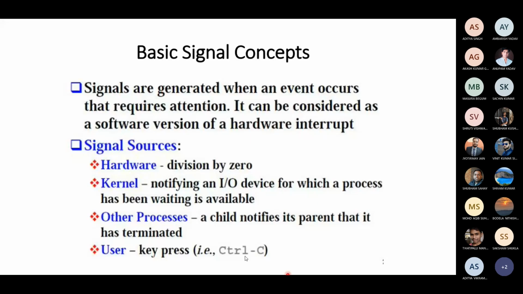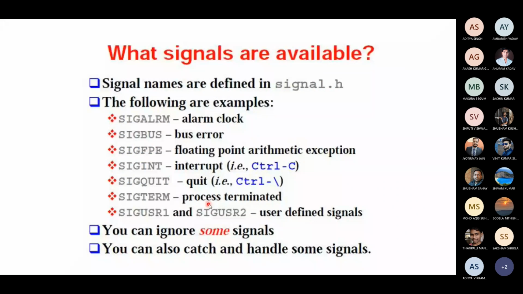There is also something called a signal. Signals are generated when an event occurs, like hardware division by 0, or from the kernel, other processes, or a user process. When something happens, a signal is generated. There are various signals which communicate from one process to another process. For example, I can create an alarm clock. If there is some error on a bus, a signal is generated that will communicate it to the other process. There are some interrupts, there is a quit signal, there is a process termination signal. There are many signals that are defined.